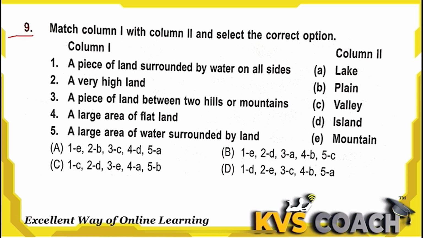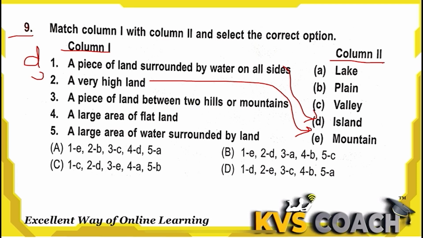Next question is, match column 1 and column 2 and select the correct options. Column 1 and column 2. A piece of land surrounded by water on all the sides, that is called island. A very high land is known as mountains. These are called mountains. A piece of land between two hills or mountains, I already told you, this is valley.